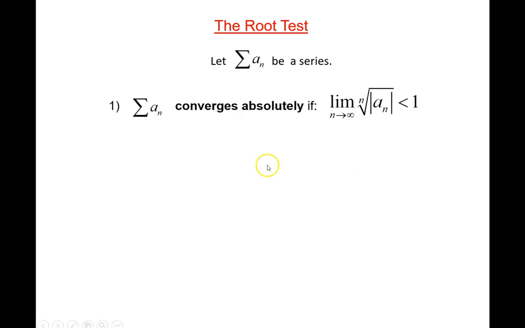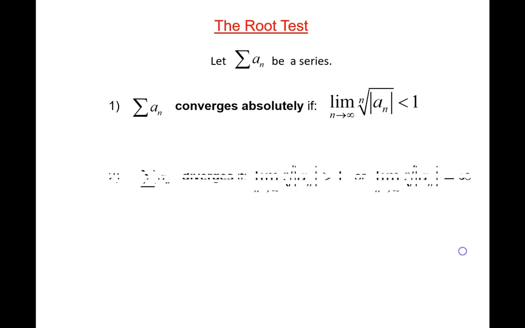I want to go ahead and talk about the root test. The root test works for any series, whether the terms are positive or negative, it does not make a difference. It says that the series will converge absolutely if we take the limit, as n goes to infinity, of the nth root of the absolute value of the a sub n term, and that limit is less than 1. So the parameters are similar to what they were for the ratio test. The difference is what limit we're actually working with.